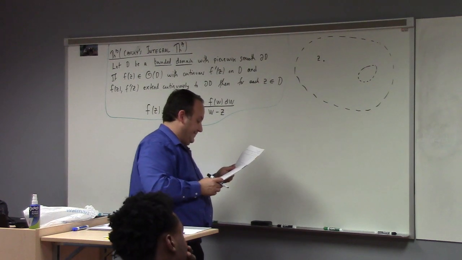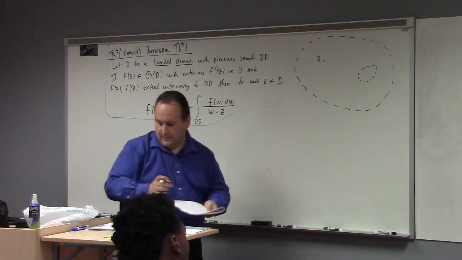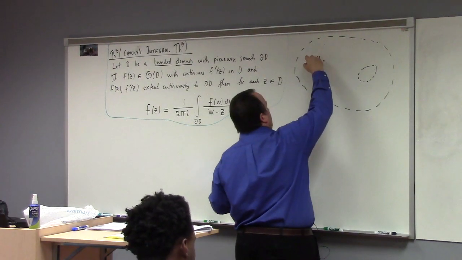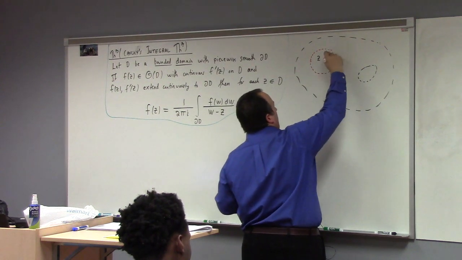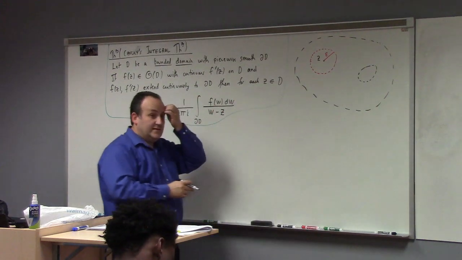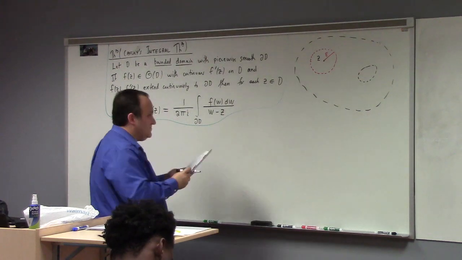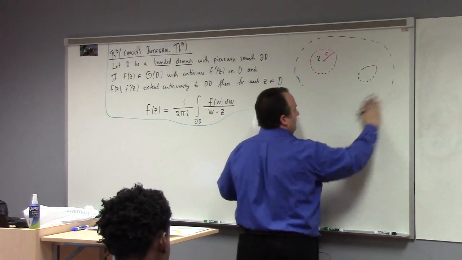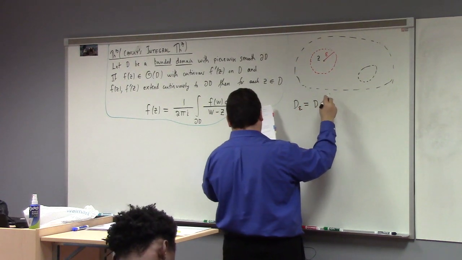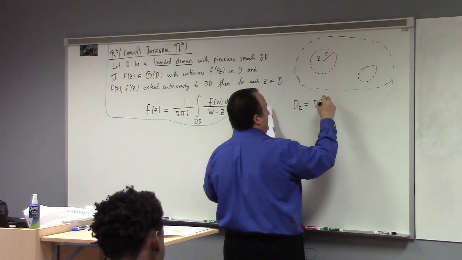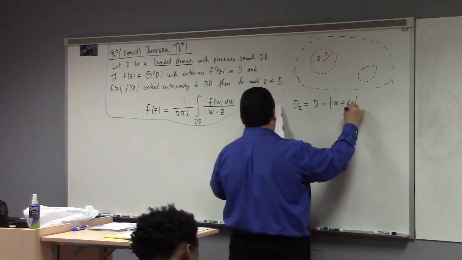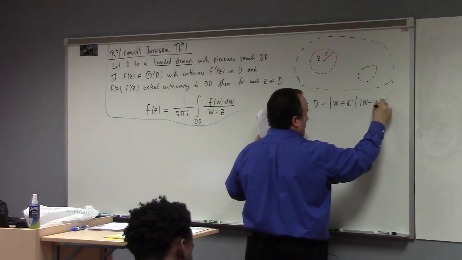All right, so we've got some epsilon there. Definitely such a neighborhood of Z exists inside D, right? And then I define D sub epsilon equal to D with that disk removed. So, W in C such that the modulus of W minus Z is less than or equal to epsilon.